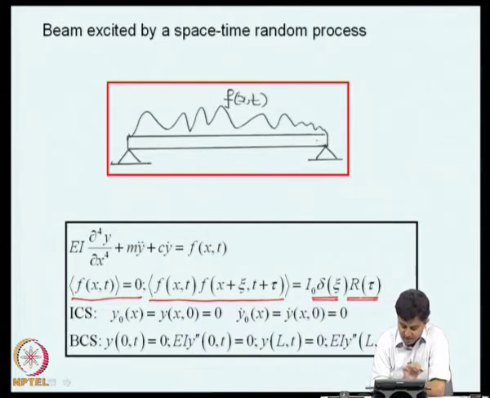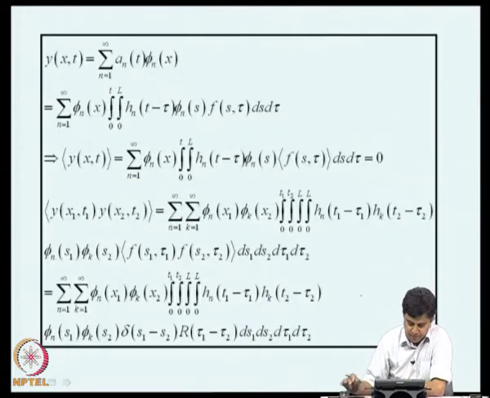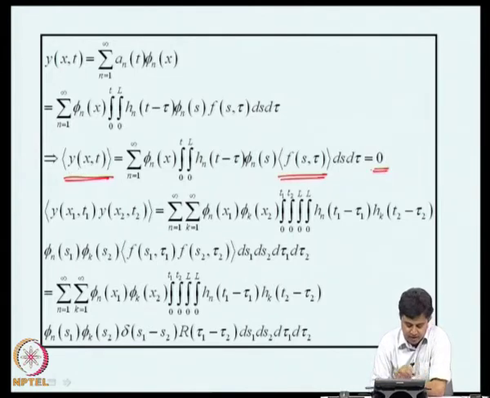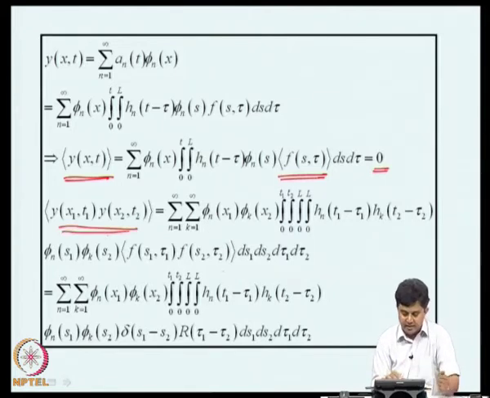Okay. Now, the analysis here is reasonably straightforward. We assume y of x comma t again in terms of generalized coordinates and eigen functions. So, this is given in terms of the double integral h n of t minus tau phi n of s f of s comma tau ds d tau. So, from this I can compute the expected value of the response, and since this is given to be 0, this expected value becomes 0, and I can consider the cross covariance.